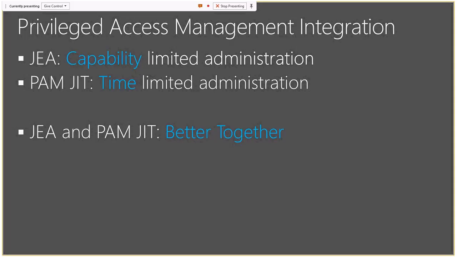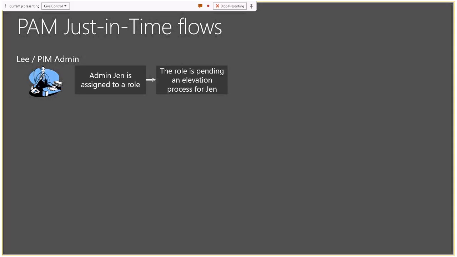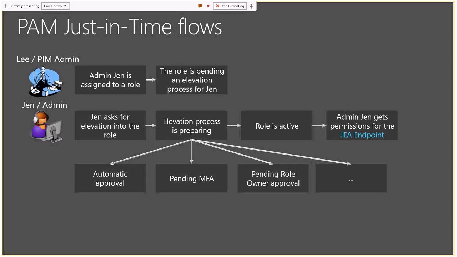The basic flow with just-in-time administration is you assign a user to a role, and the role is pending an elevation process from Jen. As Jen, the admin, asks to elevate, she goes through some process. Either she's automatically approved, maybe multi-factor authentication is required, maybe it emails her boss and her boss has to approve her, maybe there's any number of things you can require for her to elevate to be an administrator. Once she's elevated, her role is active, and when combining just-in-time with JEA, the admin Jen would get elevated to a group that has access to a JEA endpoint. So for the next 2 hours, you can access this JEA endpoint and run whatever commands are in it. Finally, after the elevation period ends, the role is not active for Jen anymore. No more do you have to add someone to some admin group for 2 days so they can do something and then remember to remove them.